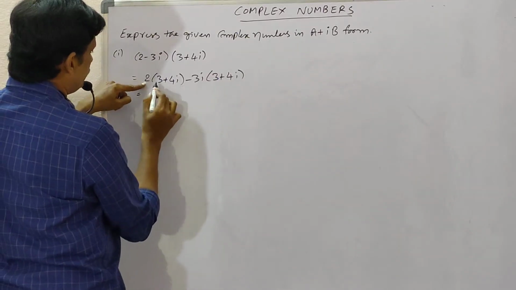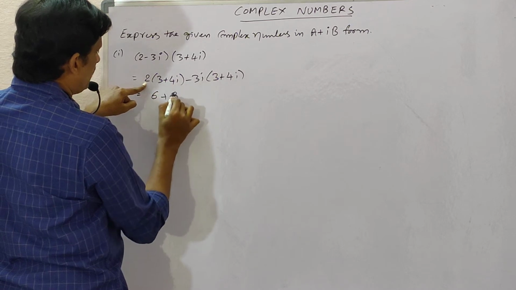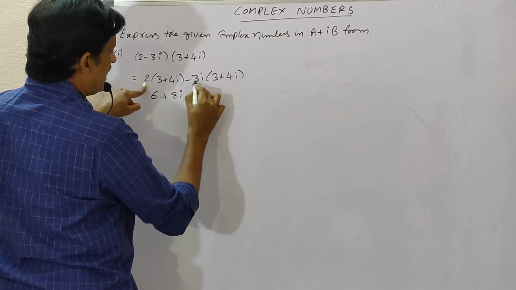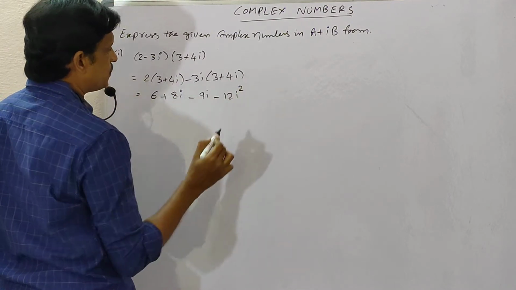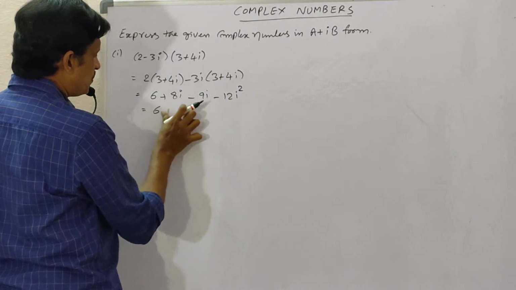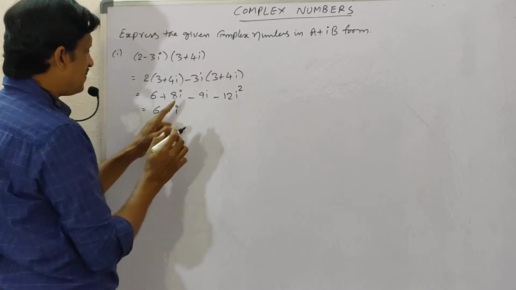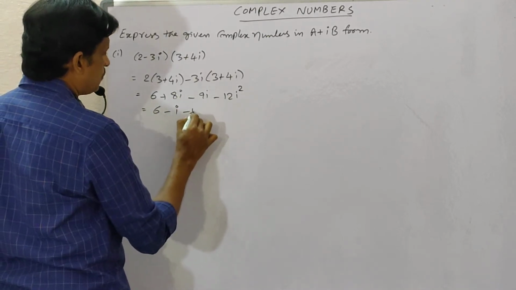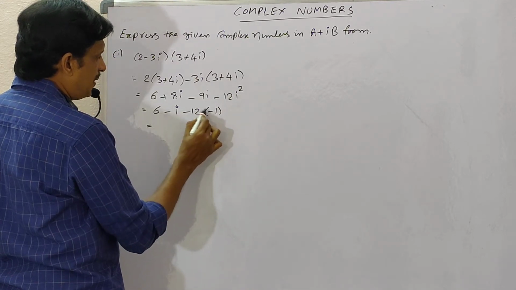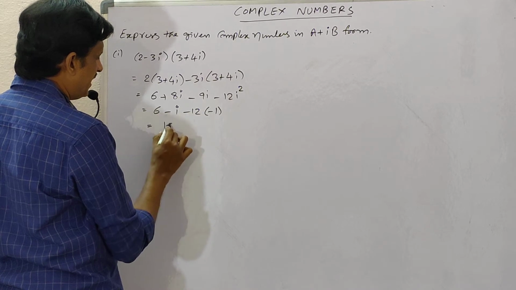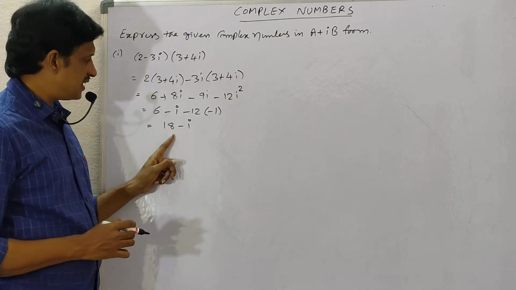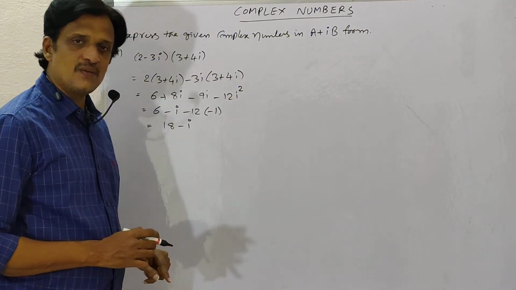Again, further multiplication gives 2 into 3 is 6, plus 2 into 4i, that is 8i, minus 3 into 3, that is 9i, minus 3 into 4, that is 12, i into i gives i square. That is 6 plus 8i minus 9i, which gives minus i, minus 12 into i square, which is minus 1. So minus of minus 12 will be plus 12, 12 plus 6 will be 18, minus i. So the product of the two complex numbers gives the required result, that is 18 minus i.